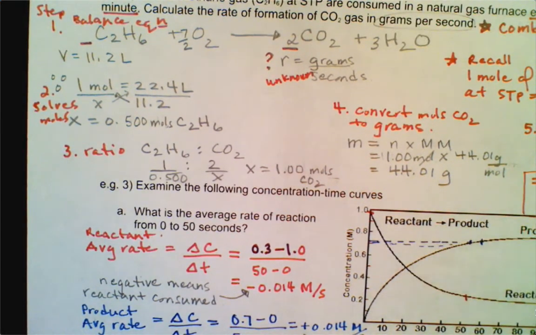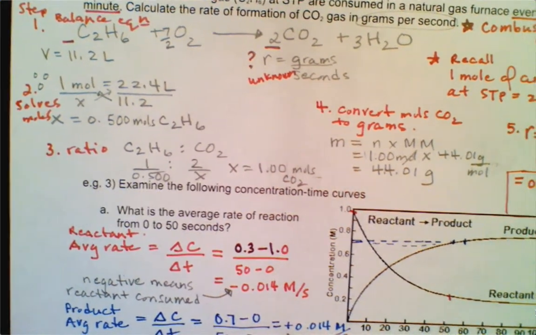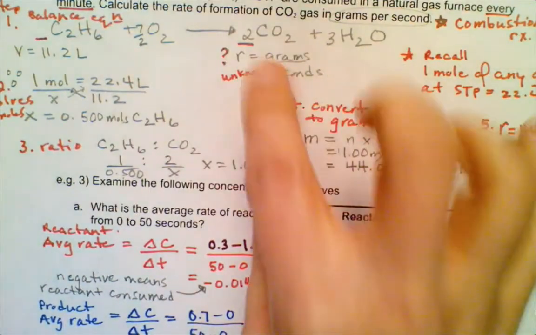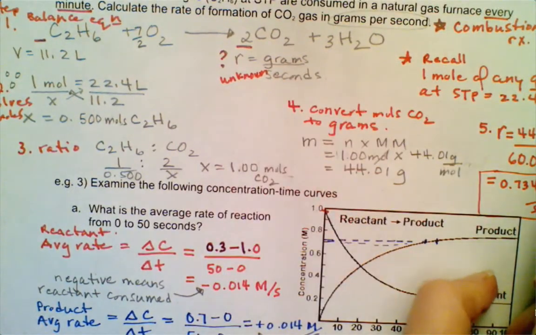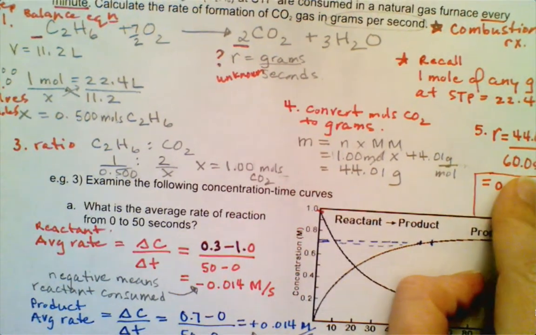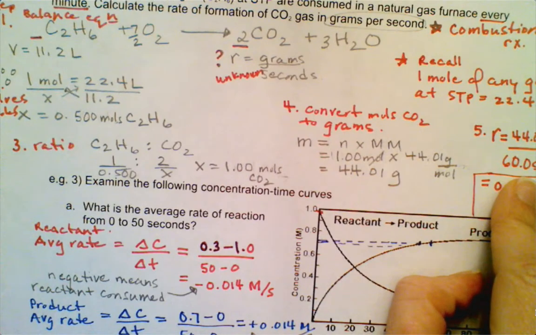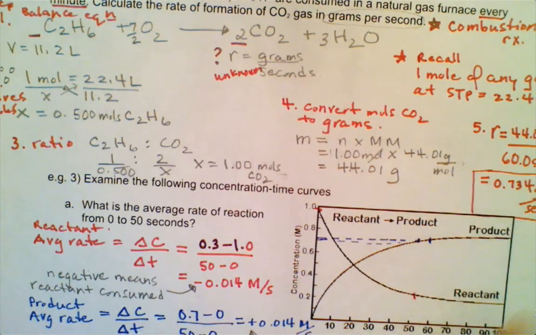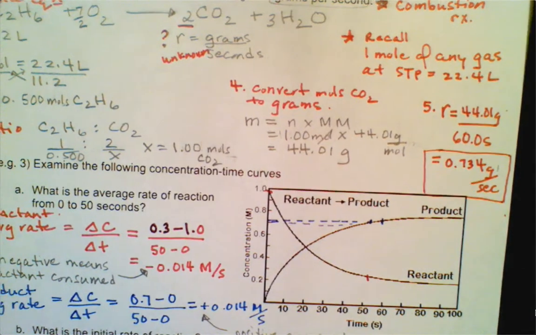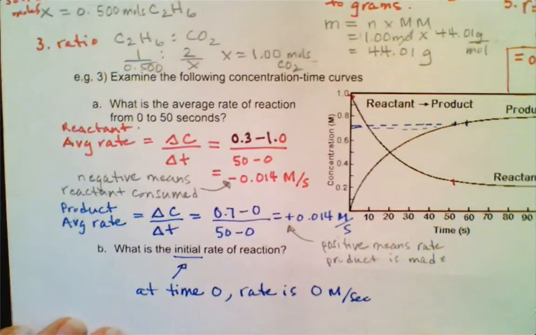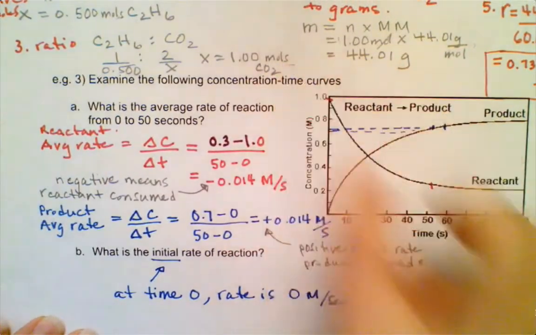Then what I want to do is convert this information into a rate, grams per second. So here we go, grams per second. And because they said it's for every minute, I converted my minutes into seconds again, and I get an answer of 0.734 grams per second.